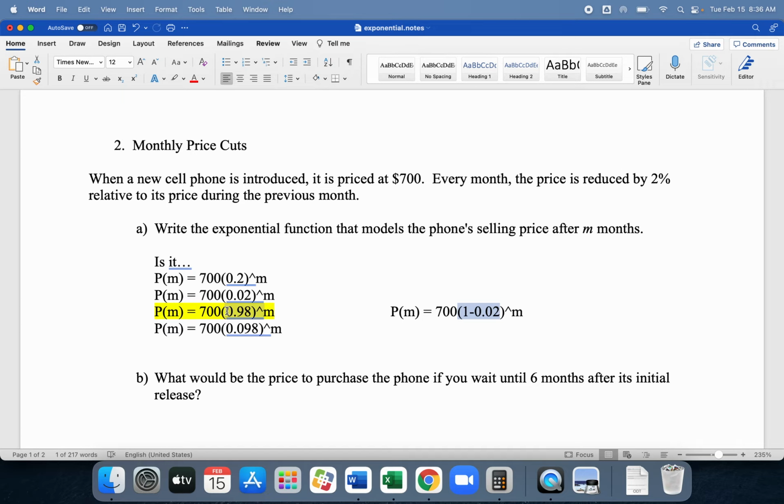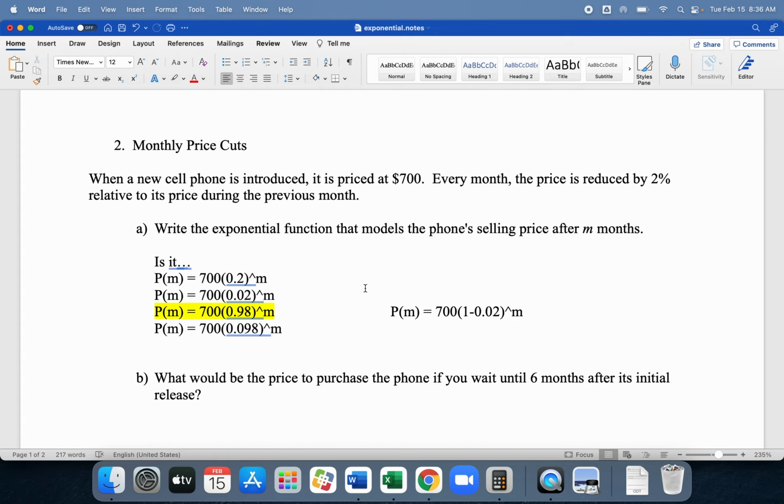Now, if it was exactly 1, if I multiply by 1 repeatedly, nothing's happening. That's a very boring function. We wouldn't probably bother writing it, but it would just be a constant value all the time. If we had 700 times 1 to the power of whatever, it's just going to be 700 always.